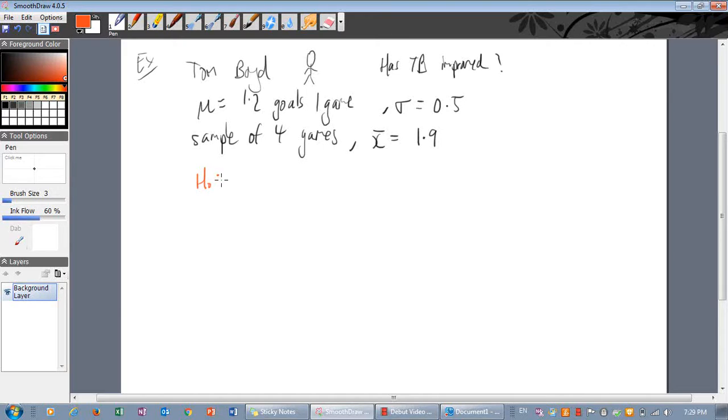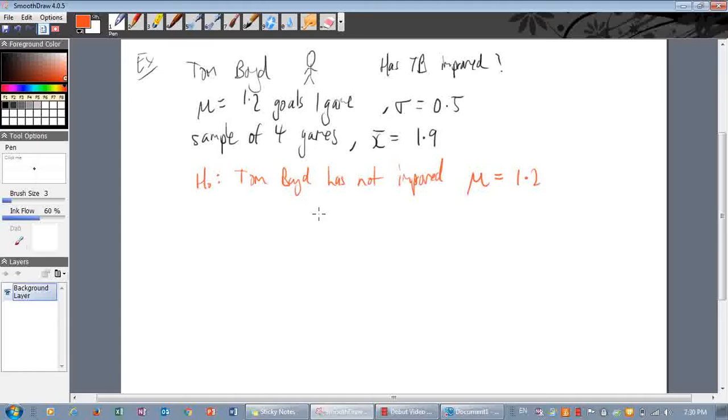Our null hypothesis, remember, the null hypothesis says that nothing has changed. In other words, Tom Boyd has not improved. The way we say that mathematically is that then the average is still equal to 1.2. Nothing has changed. His average goal kicking is still 1.2, but these last 4 games have just been an aberration. He just happened to have kicked more goals in the last 4 games, but pretty soon that's going to go back down to being 1.2 or less, so averages out as 1.2.